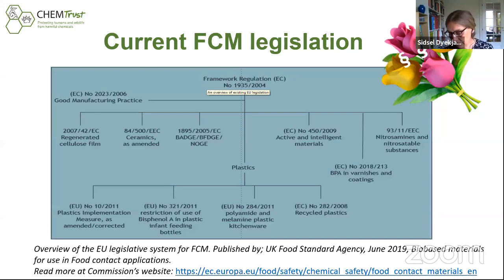And as you can see, we have the framework regulation 1935 from 2004 as the umbrella. And moreover, there are several additional regulations. You may notice here also that a significant amount of the rules are related specifically to plastics. This is the lower vertical branch you see there. And you can also notice maybe that other well-known materials are missing. You don't see any general rules for paper and board, and you don't see anything on metals or printing inks and so on. But still, the rules are quite complicated.